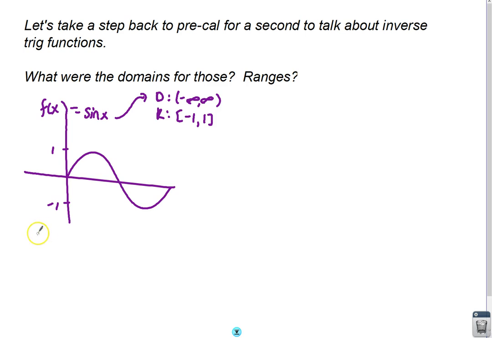So the domain restriction that we use, okay, so remember normally for the inverse, we just swap our domain and range. So my new domain is going to be from negative 1 to 1, which is perfectly fine. There's nothing wrong with that. But my range can't go from negative to positive infinity, because if I did that, I would have an inverse function that looks like this, and that wouldn't be a function because it would fail the vertical line test.